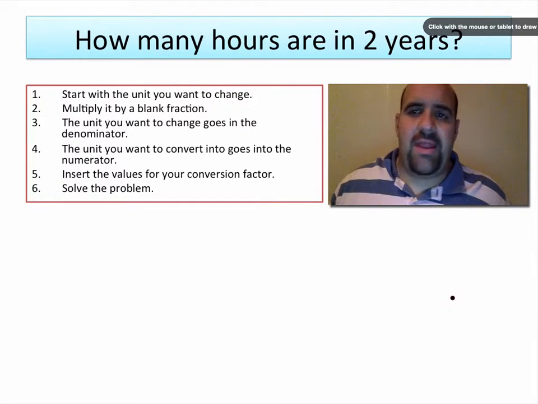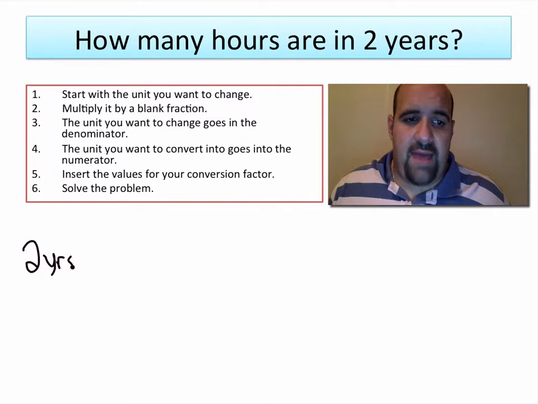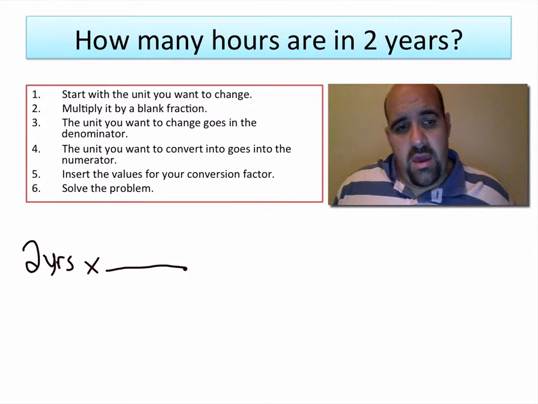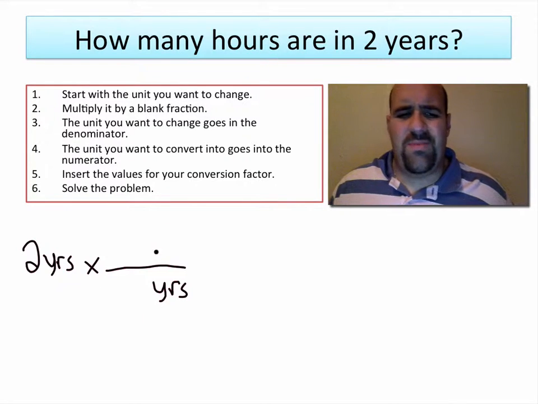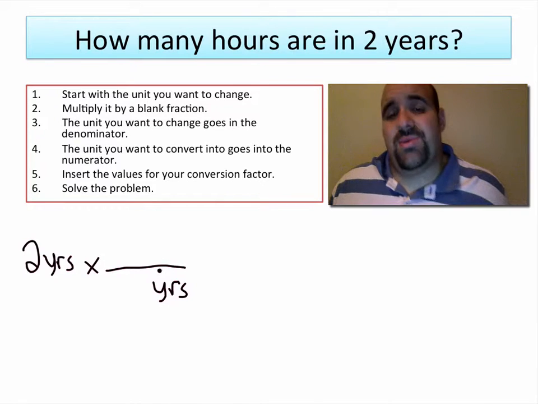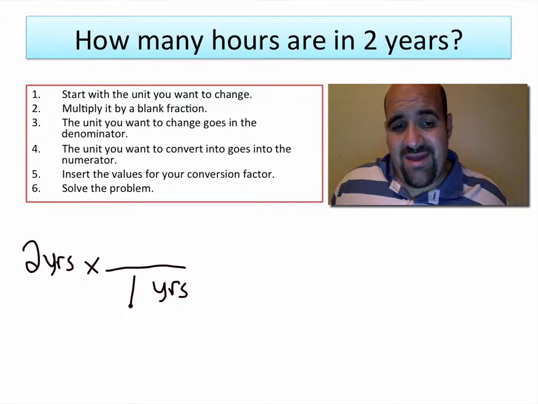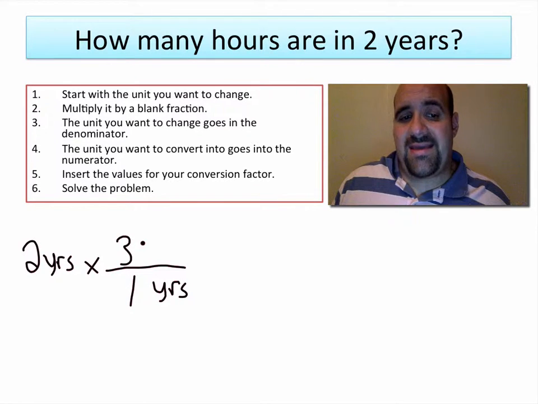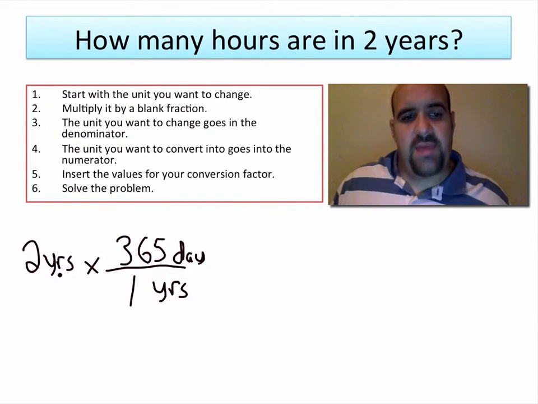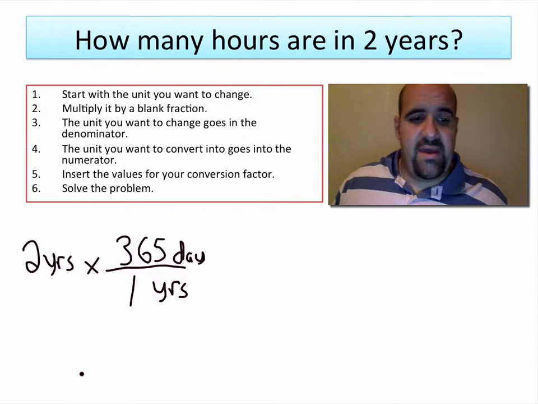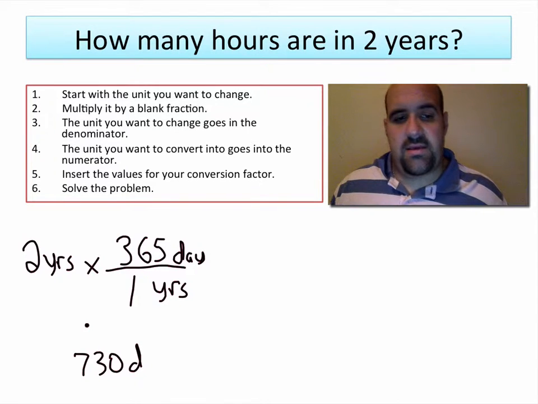Another problem, how many hours are in 2 years? So I have 2 years, and I want to go into hours. And of course I'm going to put years here, so it cancels. Most people don't know how many hours there are in a year, so we can't use that. We're going to have to do this in steps. I do know that 1 year is 365 days. And of course the years are going to cancel. 2 times 365 is going to be 730 days. So in 2 years there's 730 days.